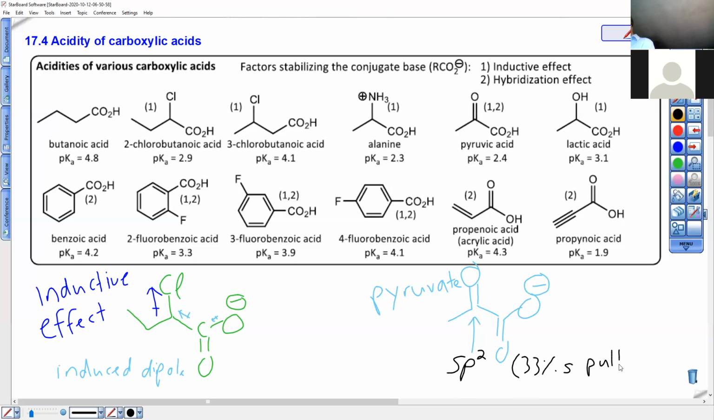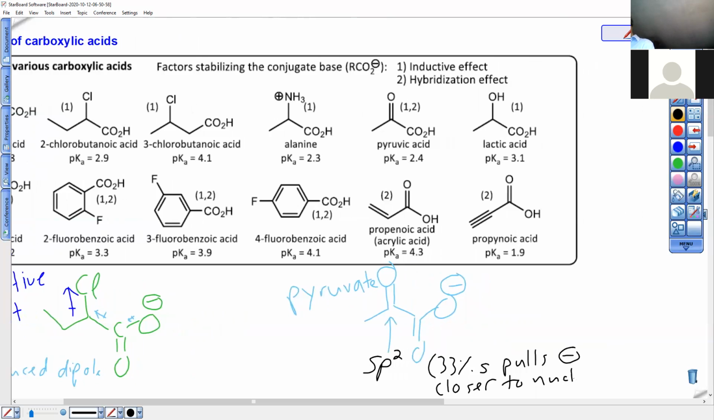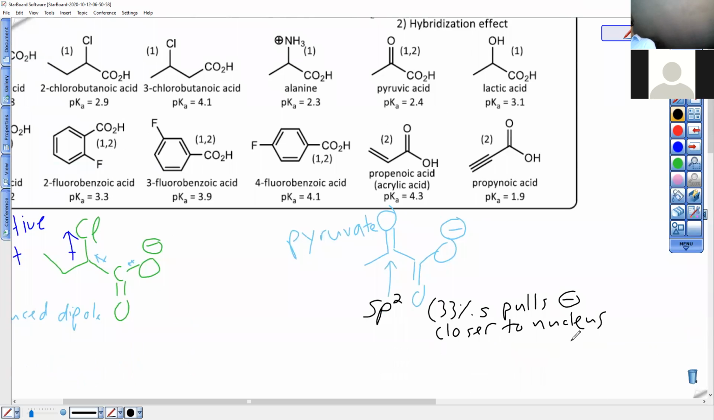Pulls minus closer to nucleus than sp3, which is 25% S. Where did I come up with 33 and 25? Did you forget? I've got a hybrid whose name has 3 pieces. SP2. One of those is S. That's 1 out of 3, 33%.